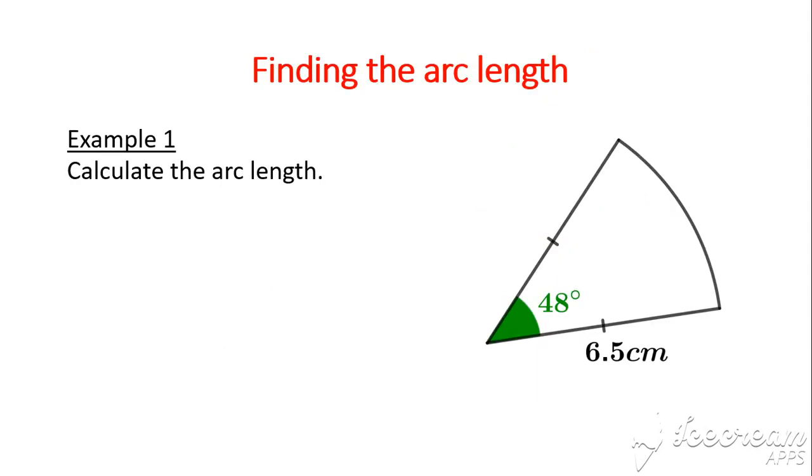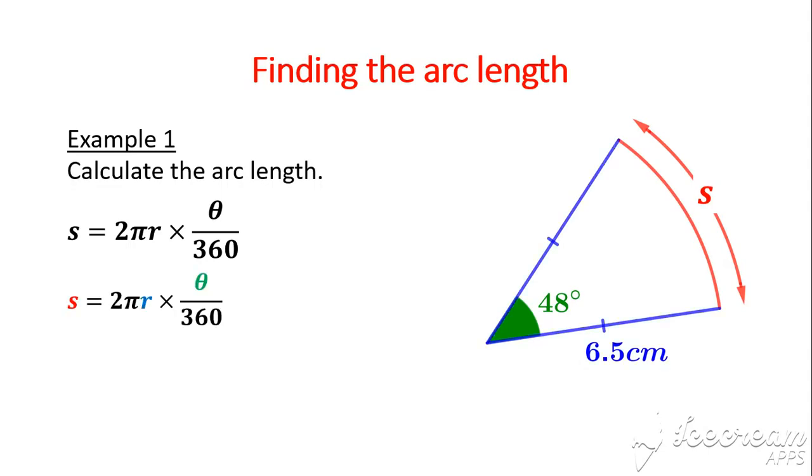All right, let's get into example 1. Calculate the arc length. So we're trying to find the length of this arc here in the sector, which we call S. So S is equal to 2 times pi times r times theta over 360. Well, 2 times pi times 6.5, because the radius of the sector is 6.5, times 48 over 360, because 48 is the angle theta, which is the angle at the center of the circle.